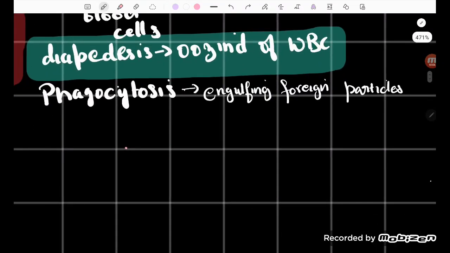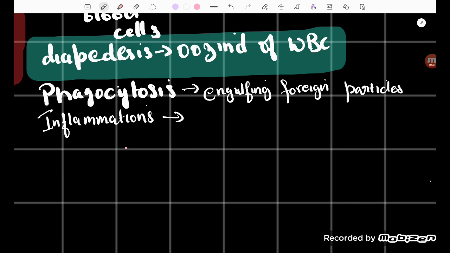There's also another process called inflammation. I mean, it's not a process. This technically happens when WBCs localize any injury or this thing. So it causes redness, swelling, pain.